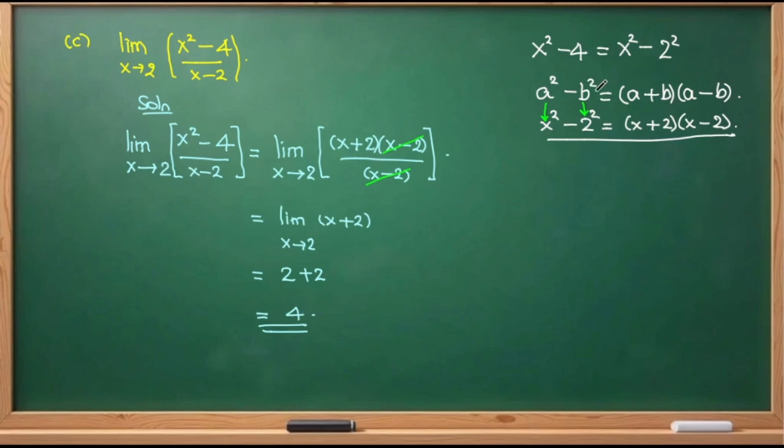Again, lastly, let's go to the last number to look at trinomial, where we have something raised to the power 3, in the next board. So in part D, we have the limit as x tends to 3 of x cubed minus 27 all over x minus 3.